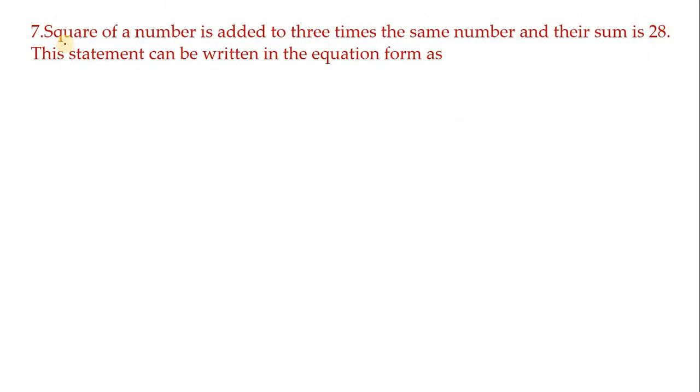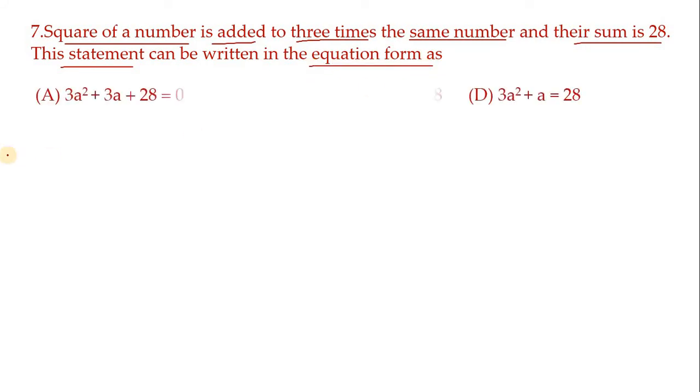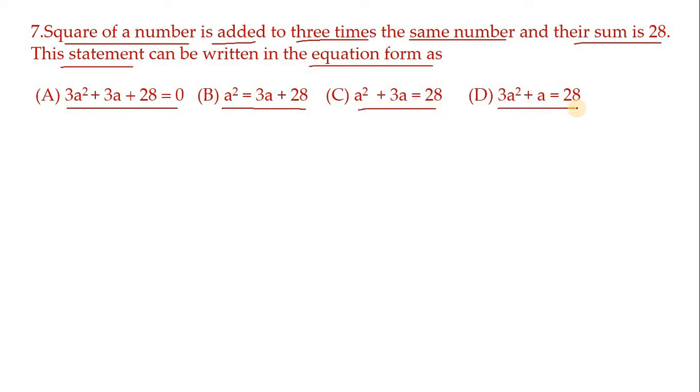Move on to the next one. Square of a number is added to 3 times the same number and the sum is 28. This statement can be written in the equation form as 3a square plus 3a plus 28 equals to 0, a square equals to 3a plus 28, a square plus 3a equals to 28, 3a square plus a equals to 28.